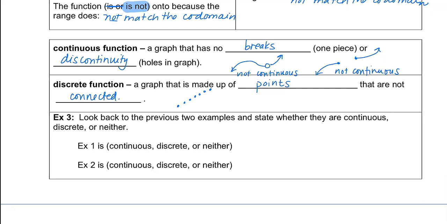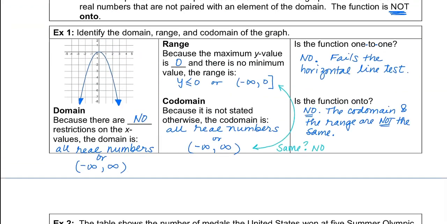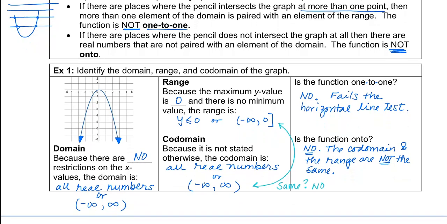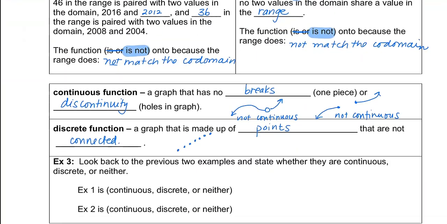So it says here, look back at the previous two examples and state whether they are continuous, discrete, or neither. If we look back at example 1, are there any breaks or discontinuity in this graph? Do you see any holes? Is it one piece or two pieces? No, it's just one piece, right? And are all the points connected? Okay, so this is going to be a continuous graph then.